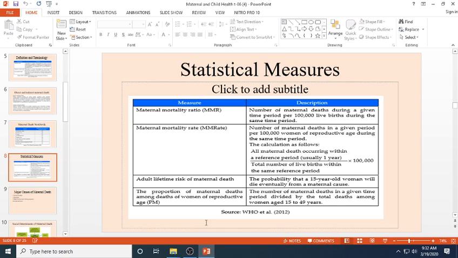Let's see what is adult lifetime risk of maternal death. Adult lifetime risk of maternal death is the probability that a 15-year-old woman will die eventually from a maternal cause. The proportion of maternal deaths among deaths of women of reproductive age is the number of maternal deaths in a given time period divided by the total deaths among women aged 15 to 49 years.